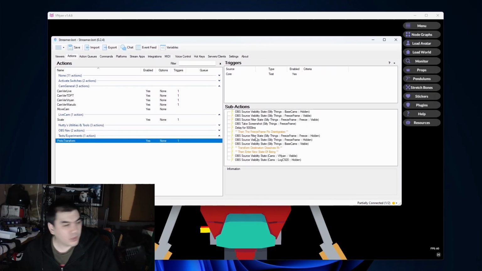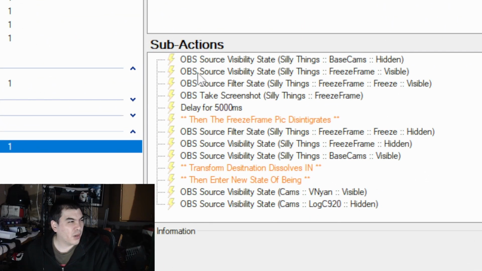Essentially, let's see, is this? Oh, it is. Okay, cool. So essentially, the camera goes away, it deactivates, and it's replaced by a freeze frame. And that freeze frame just sort of exists, right? And in the meanwhile, while that freeze frame exists in the background, VNyan pops up and loads in, and then once it's done with that, the freeze frame vanishes, and you're left with a completed transition. I am now a robot.